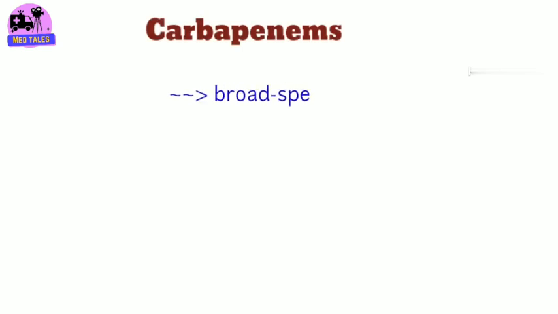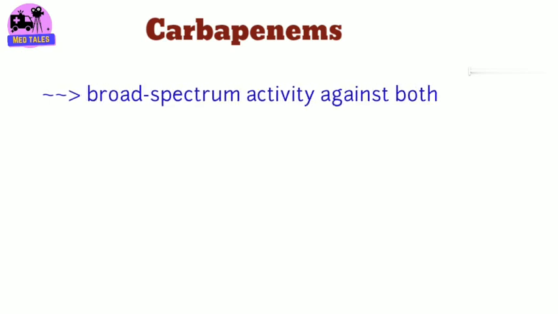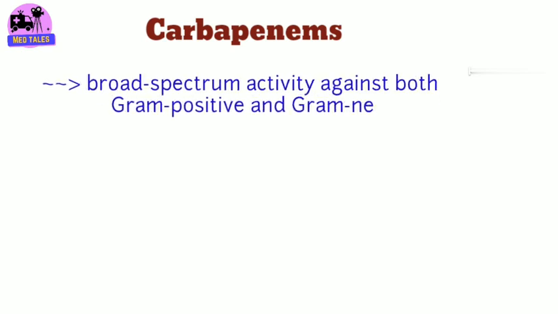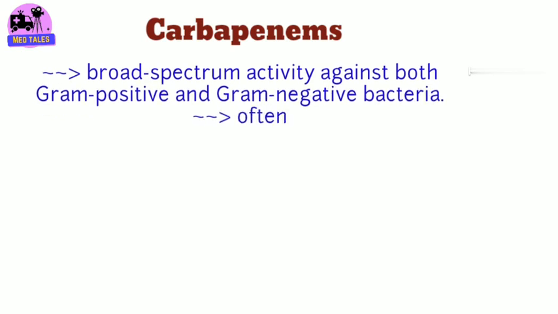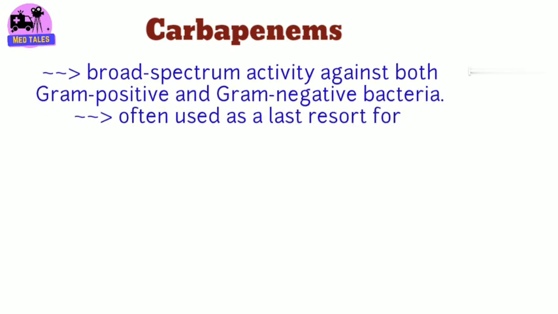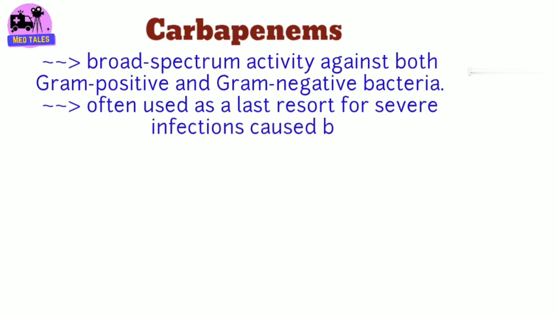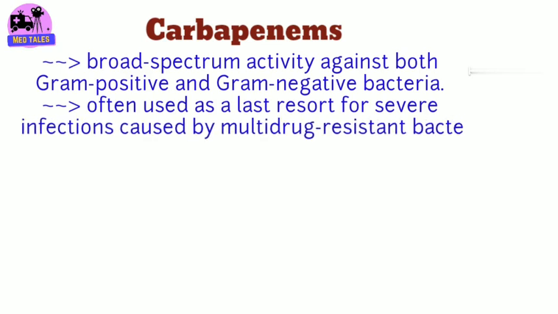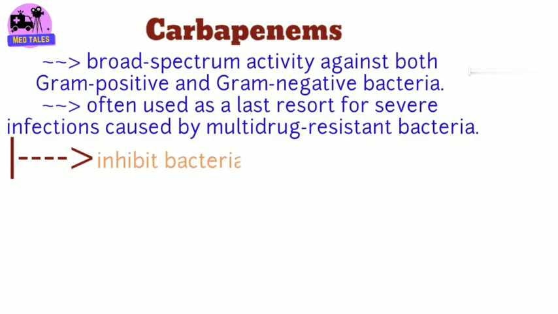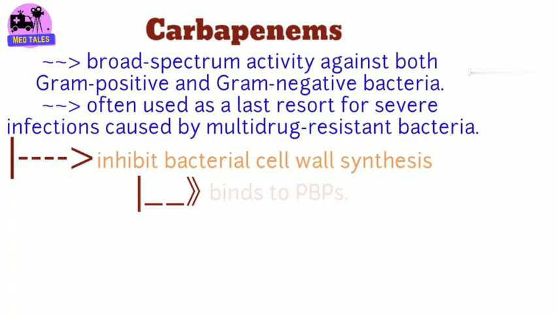These are a class of beta-lactam antibiotics known for their broad-spectrum activity against both gram-positive and gram-negative bacteria, including many drug-resistant organisms. They are often used as a last resort for severe infections caused by multi-drug-resistant bacteria. Carbapenems inhibit bacterial cell wall synthesis by binding to penicillin-binding proteins, PBPs, leading to bacterial cell death. They have a broad range due to their stability against most beta-lactamases, except for carbapenemases and certain metallo-beta-lactamases, MBLs.